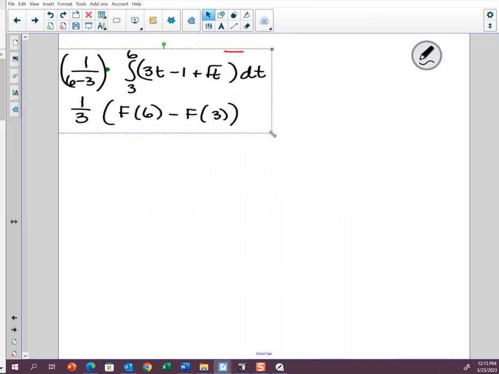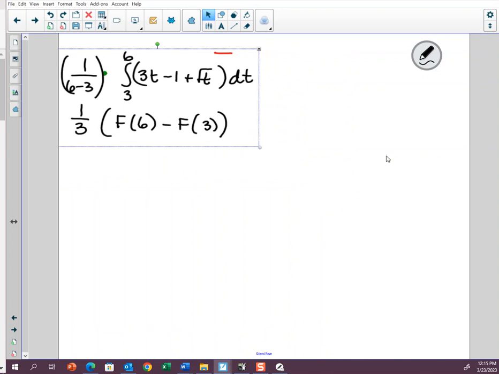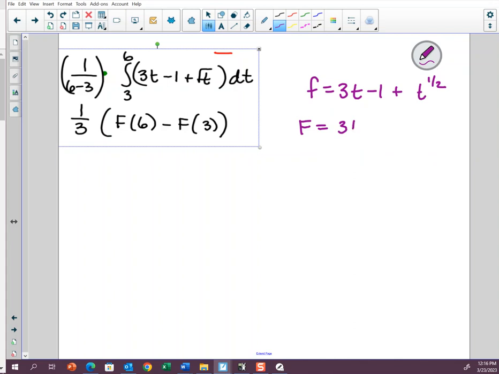All right, so FTC work is where we start. Little f to big F, antiderivative work. 3t minus 1 plus square root of t, which is t to the 1/2. So big F, 3t squared over 2 minus t plus what's going to end up being 2/3 t to the 3/2.